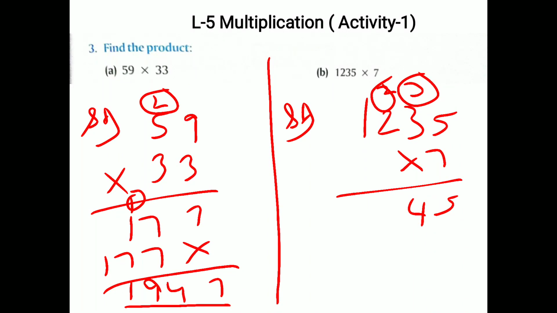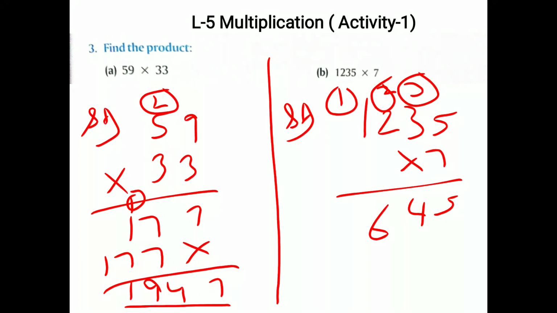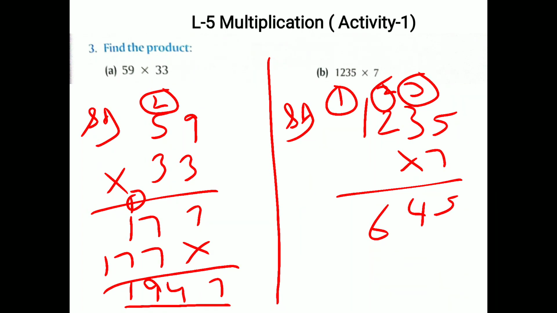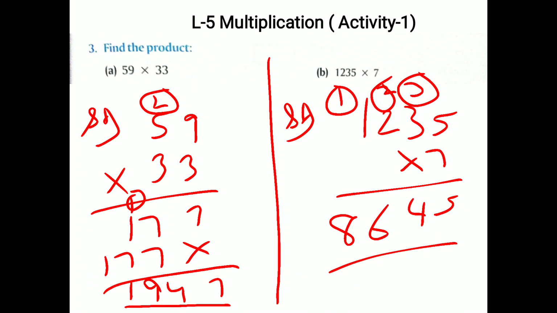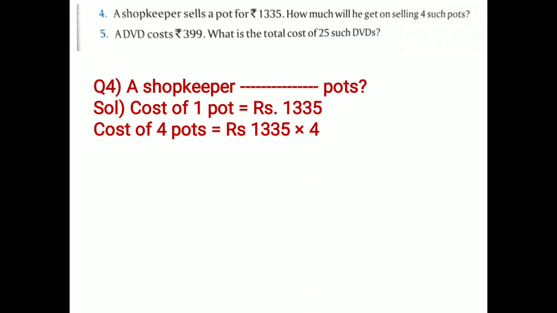Then 7 2s are 14. 14, 15, 16. So the answer will come 6 here and 1 goes up. 7 1s are 7 plus 1. Answer is 8, 6, 4, 5. Clear? Now we do question number 4.